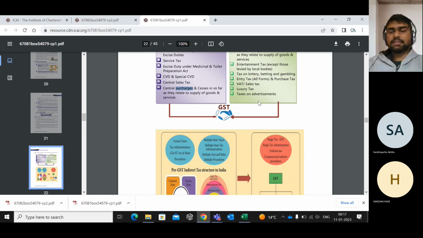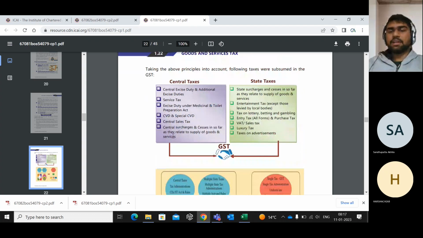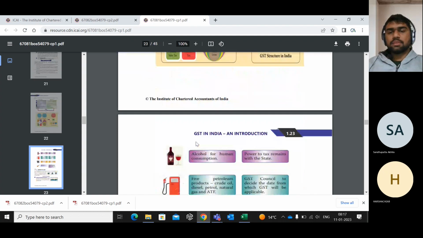Whether we need to remember all these, yes, you should remember, because you will get an MCQ question from this. They will give options, and if you see the options, it looks like all the taxes are subsumed under GST. So you need to look into these. These are the products which are outside the purview of GST.